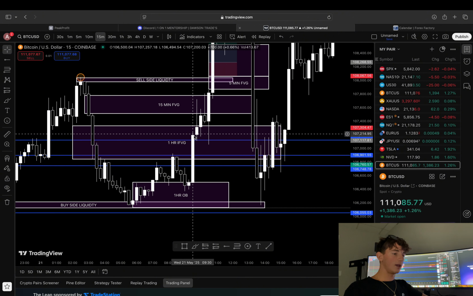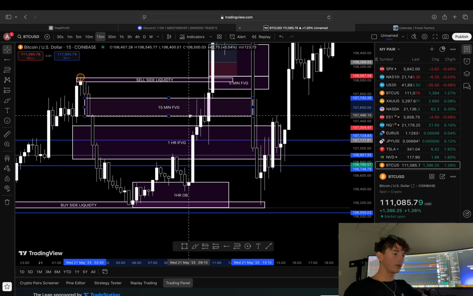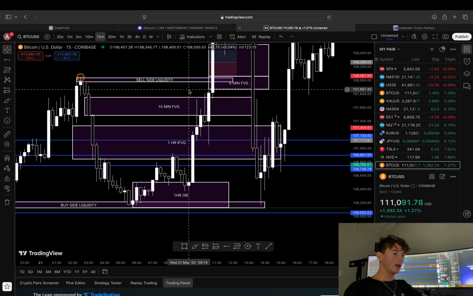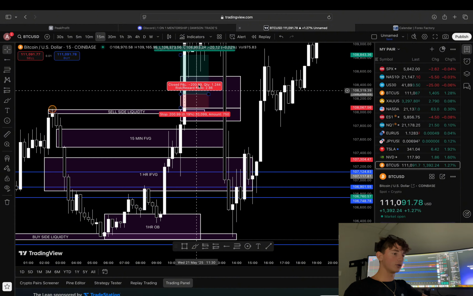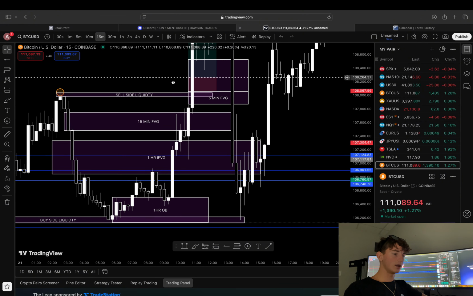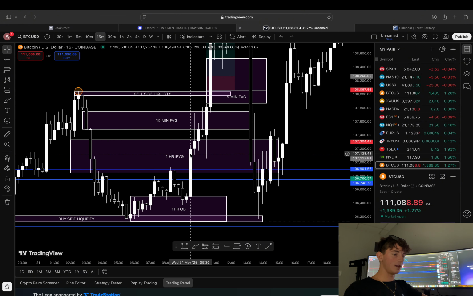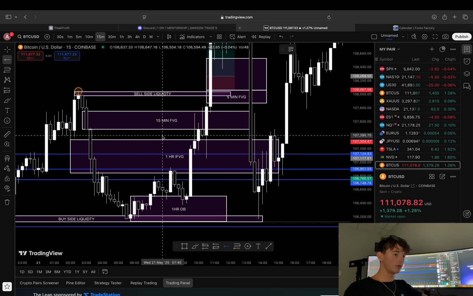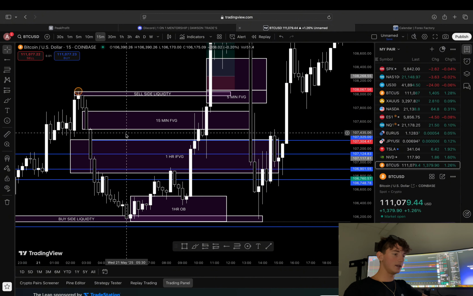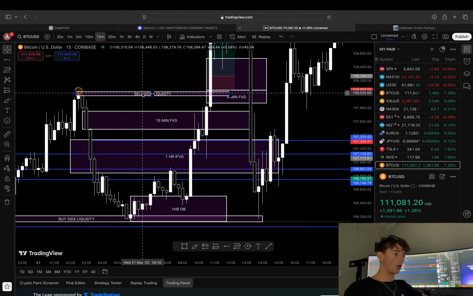Waited until this fair value gap inversed, waited till the 15-minute got inversed, then waited till the sell side liquidity got pushed through, took the trade, and ended up winning the trade. Normally, when you get a fair value gap, it is the first step before the breaker structure. On a normal trade, we would never be able to take the trade at this level right here. We would wait all the way up here to take the trade.